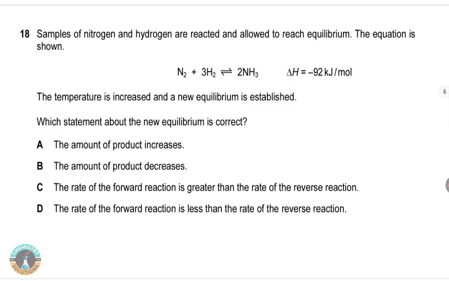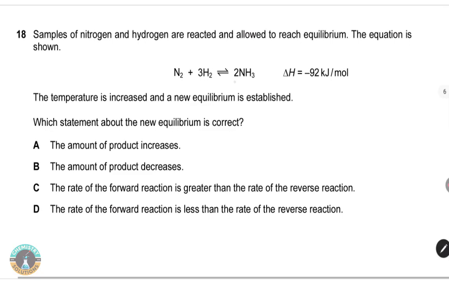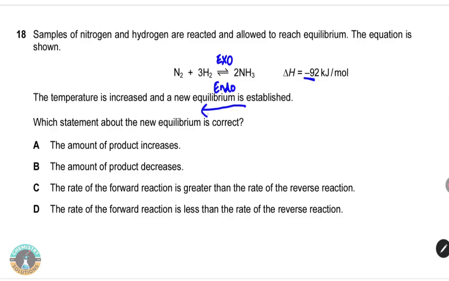The temperature is increased. When we increase the temperature in a reversible reaction, the reaction will move in favor of that direction where the reaction is endothermic. So here we can see that the reaction will move in the backward direction, as the forward reaction is exothermic, forward is exo, backward is endo. So the reaction will move in the backward direction because the backward reaction is endothermic. So by increasing the temperature, the reaction will move in favor of the endothermic side. So the amount of product will decrease when the reaction starts moving in the backward direction.